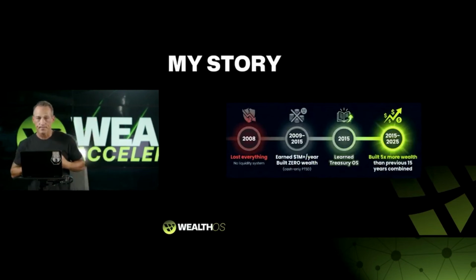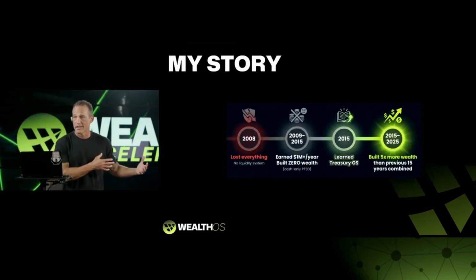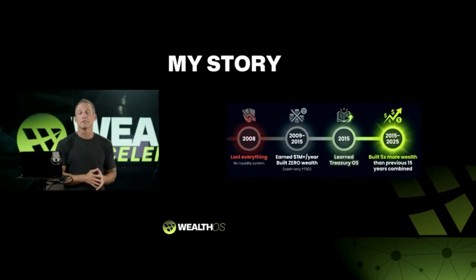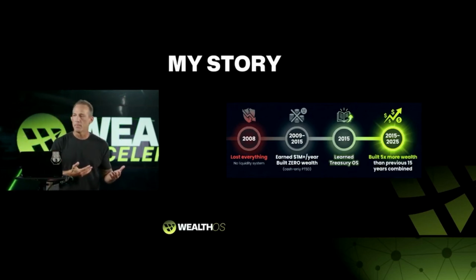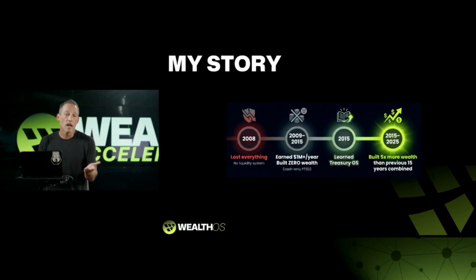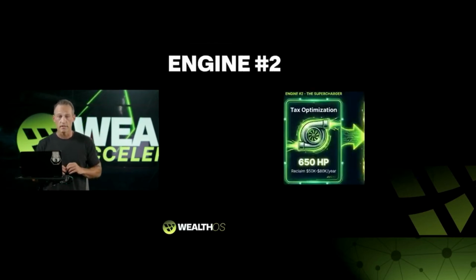What about me? Well, I told you in 2008, I lost everything because I didn't have this system set up. I didn't have a liquidity system. Then from 2009 to 2015, I earned a lot of money, but I was building little to no wealth. I was paying cash for everything. I was playing the income game. But then as soon as I switched to the treasury game, everything changed. From 2015 until today, I built 5 times more wealth than I had done the previous 15 years combined, even with building and selling 2 big exits, 2 big companies. And that's what the base engine does.